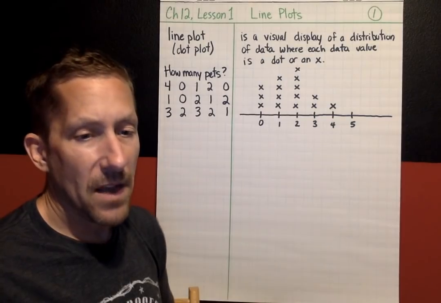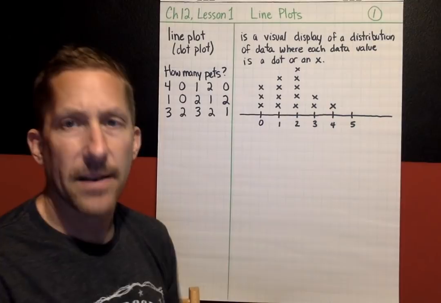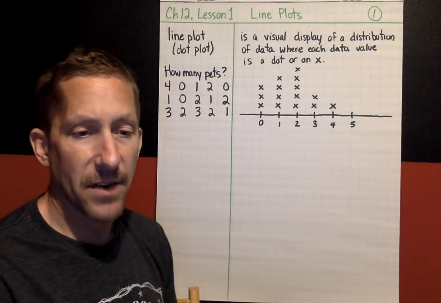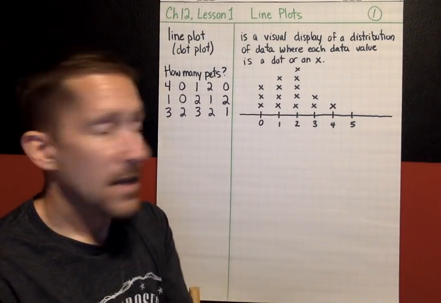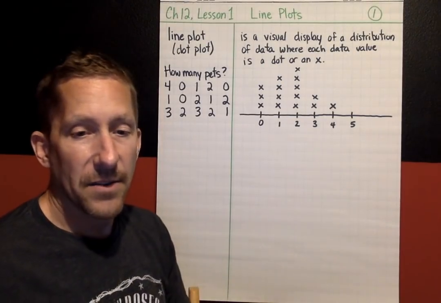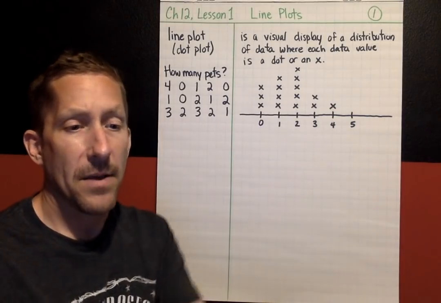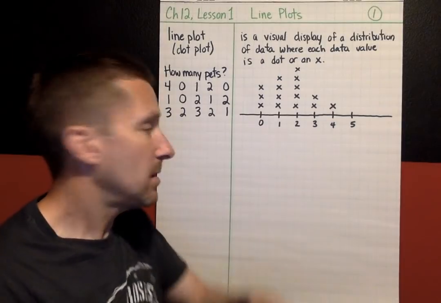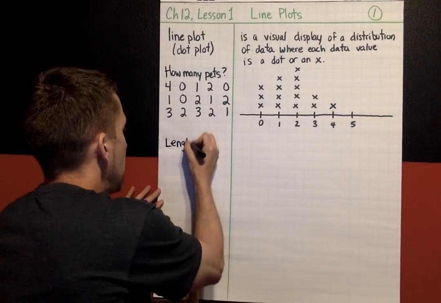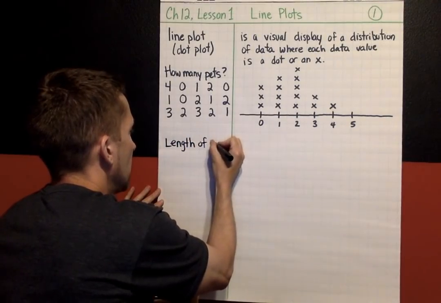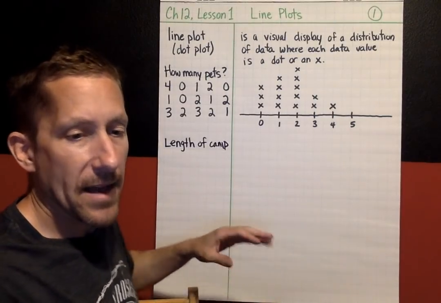Okay. For this next example, as well as create a dot plot, we're going to find measures of variability and measures of center from a set of data. So in this next example, I surveyed kids that went to a summer camp, and I asked them, how long was your summer camp? So, length of camp. And this is the data that I got back.